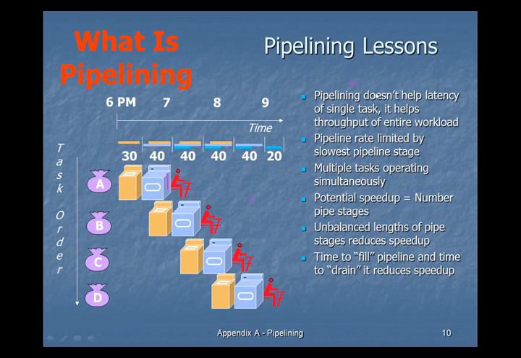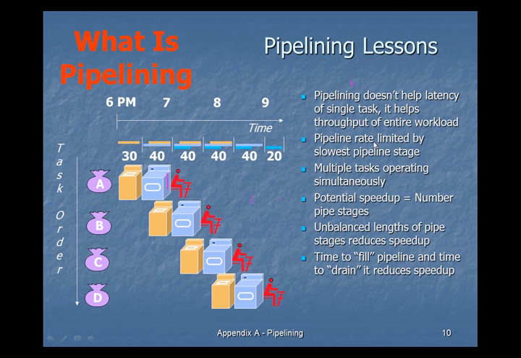Next, pipelining lessons. Pipelining does not help latency of a single task. Latency means the wait for the single task. It helps throughput of the entire workload. It is not effective for a single instruction or a single task, but it is effective for multiple tasks. So that task will complete on time after finishing the instructions.